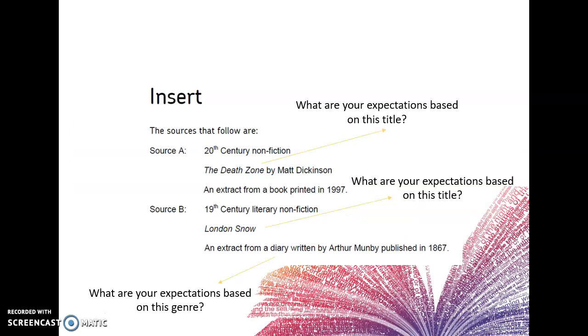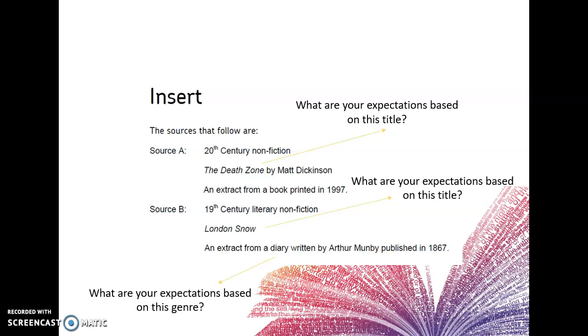You've got 2 texts there, and if we have a little look at the insert, it tells you a little bit about these 2 texts. There's a little blurb. This is an AQA paper, one of their sample papers that they put together. And the 2 texts that they've chosen, source A, you've got 20th century non-fiction, a piece called The Death Zone by Matt Dickinson, and that's an extract from a book that was printed in 1997.